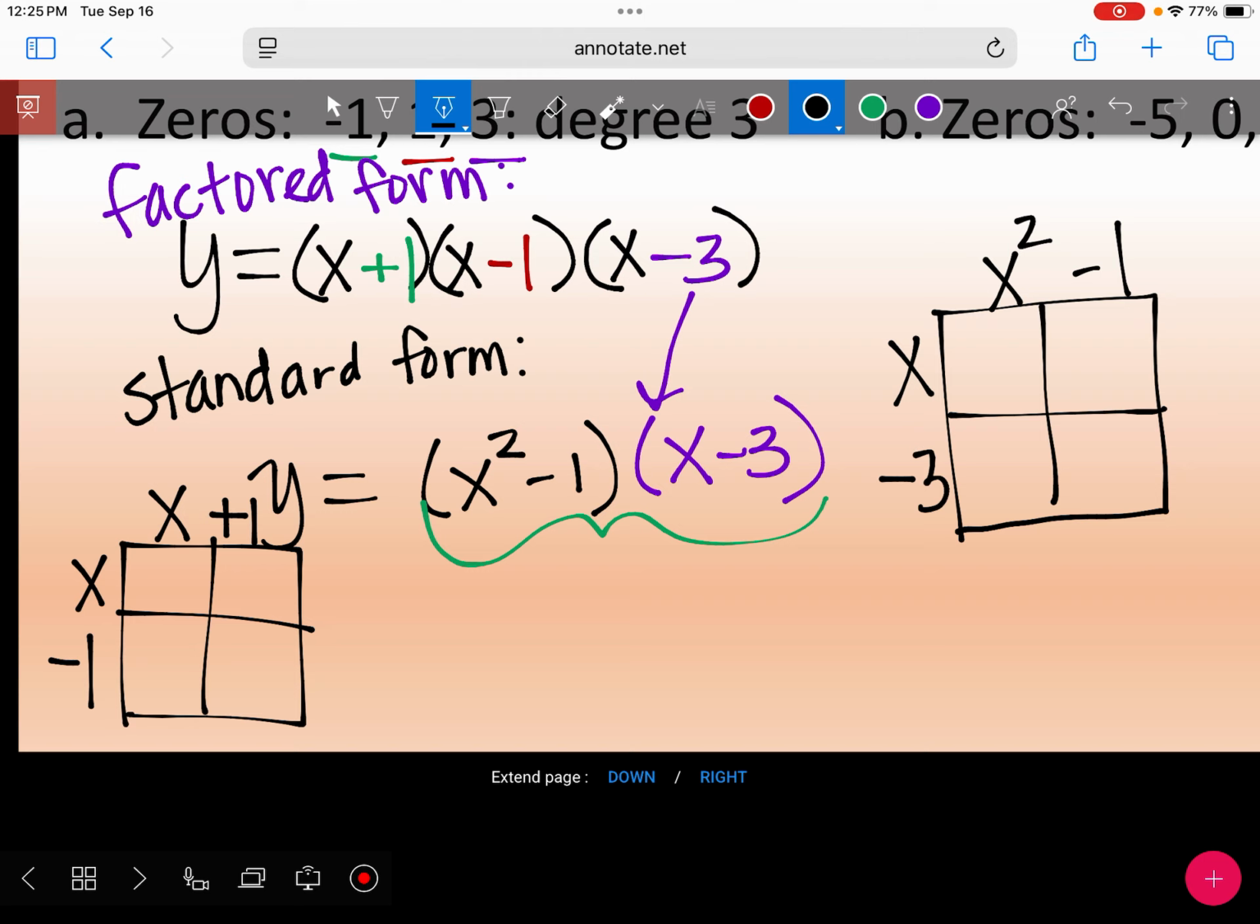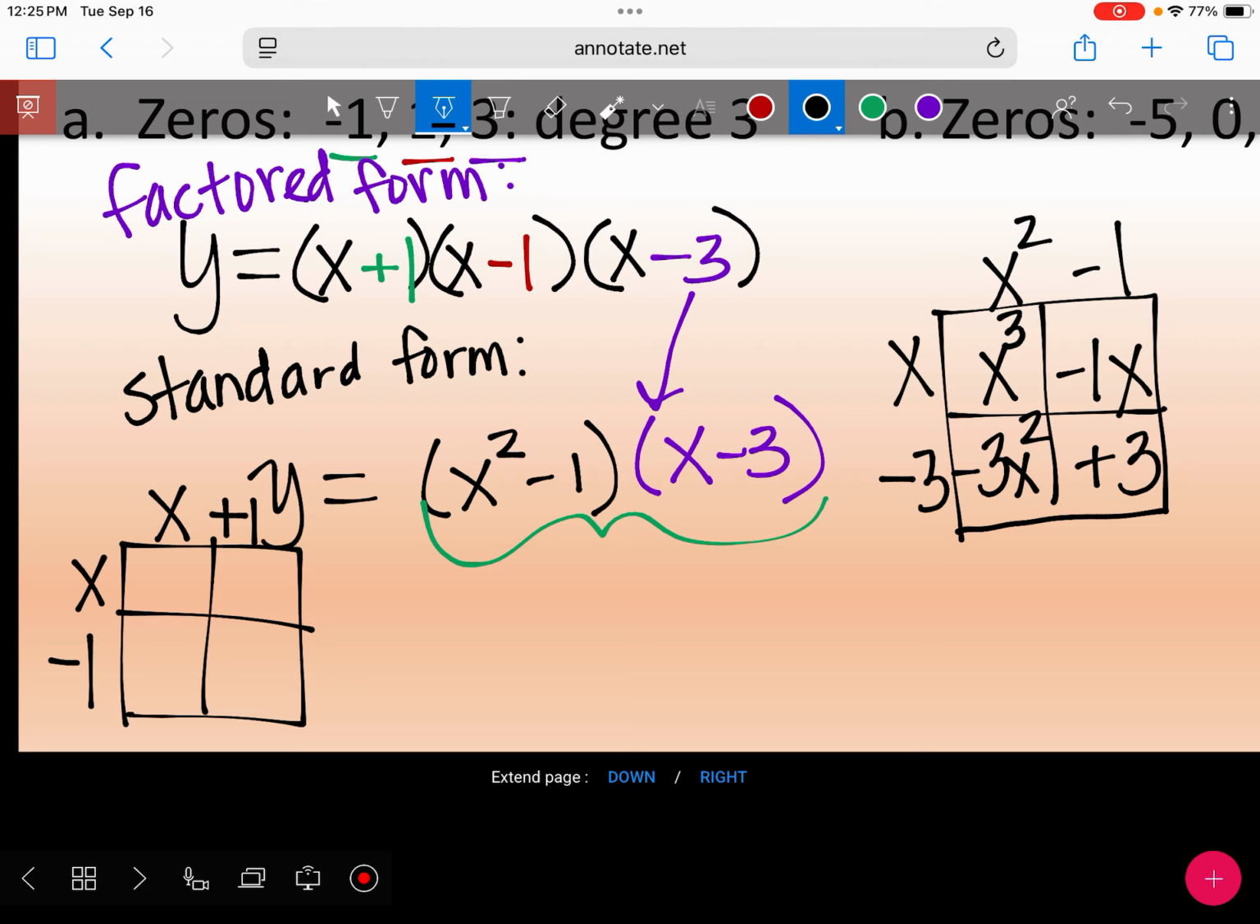So we got x to the power of 3. I have negative 1x. I have negative 3x squared. And I have a positive 3. Are any of these like terms? What do you think? How do we know they're not like terms? The exponents are all different.